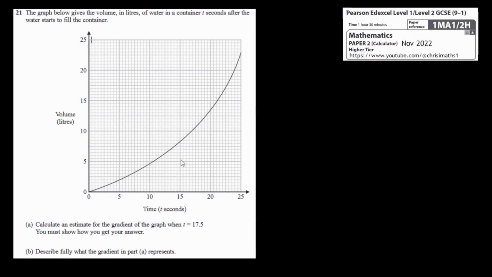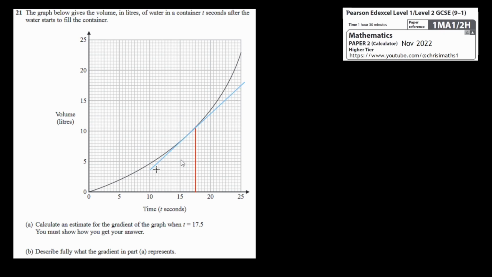In question 21, we've been given a relationship between the volume of water in a container compared with the time. And you can see that the volume of the water is an exponential rise as time increases. And we've been asked to find the gradient of the graph when t is equal to 17.5, which is here.